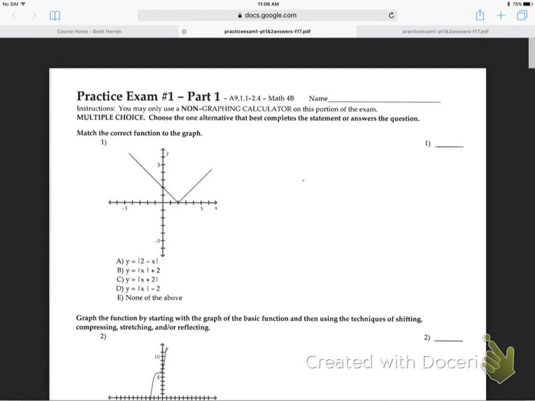Could it be A? Maybe. Let's come back to A. Could it be B? Yeah, I know it is A, but it might be. We'll come back to it. Look, we can eliminate B. Why is it not B?